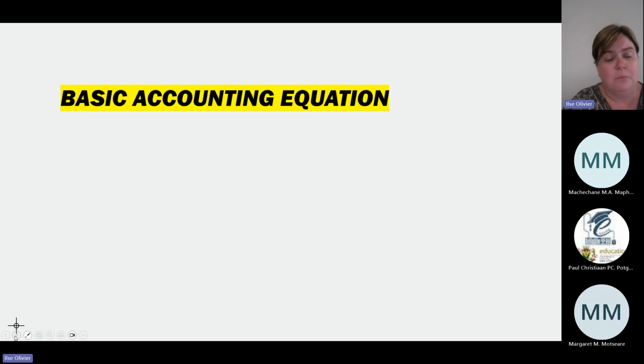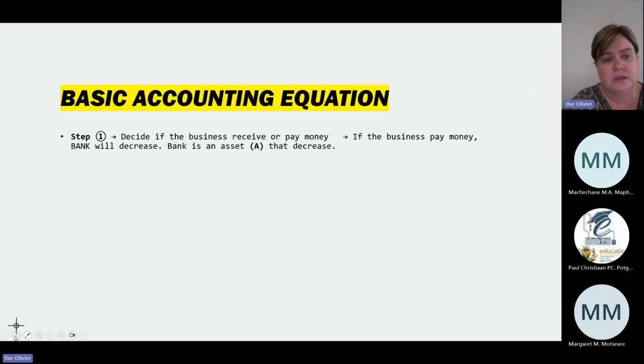Right, then we have our basic accounting equation. What must we look at? Number one, we must decide if we receive the money or pay the money. If we pay the money, bank will decrease. If we receive the money, bank will increase because it is an asset.